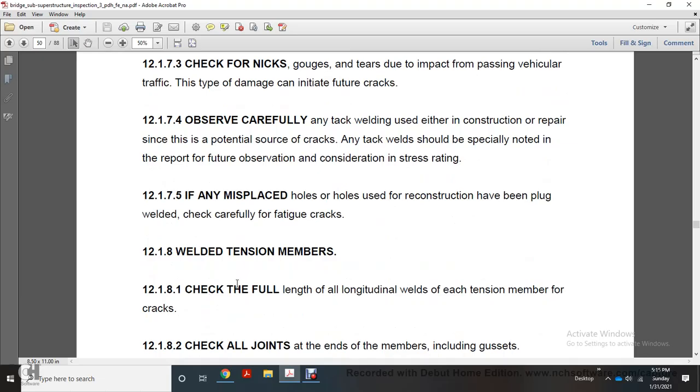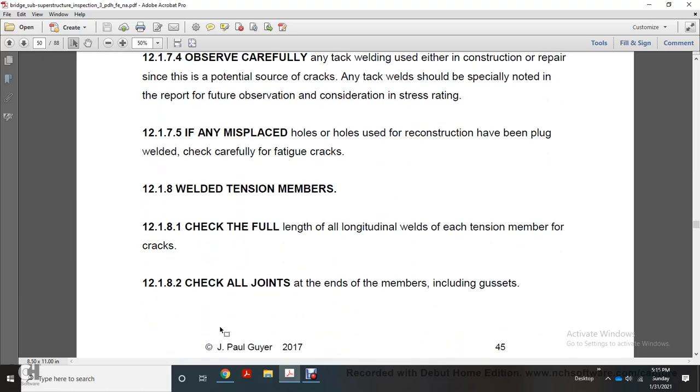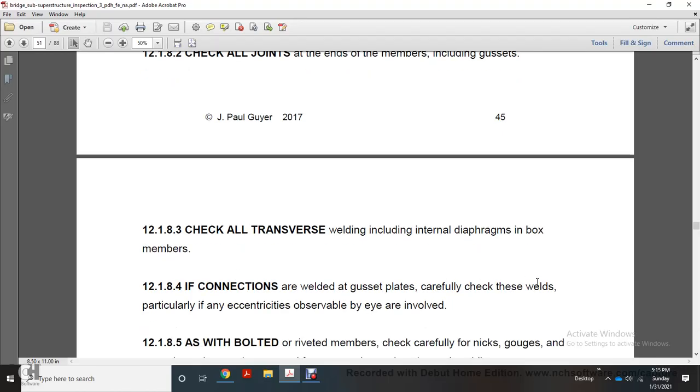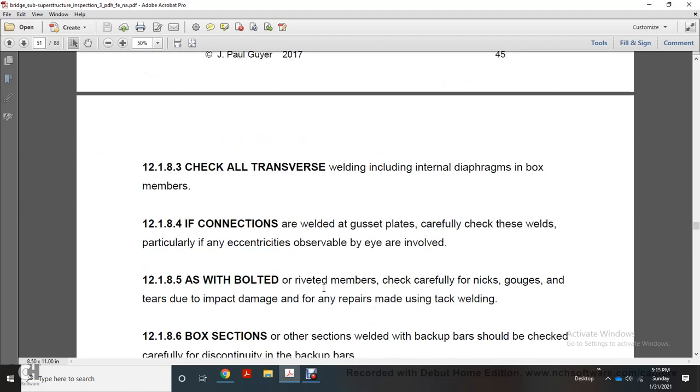Welds on tension members. Check the full length of the longitudinal weld at the extension of each tension member for cracks. Check all joints at the ends of the members, including gussets. Check all transverse welds, internal diaphragms and box members. At the end connection welds of the gusset plate, check the welds carefully, particularly where eccentricity is observed.